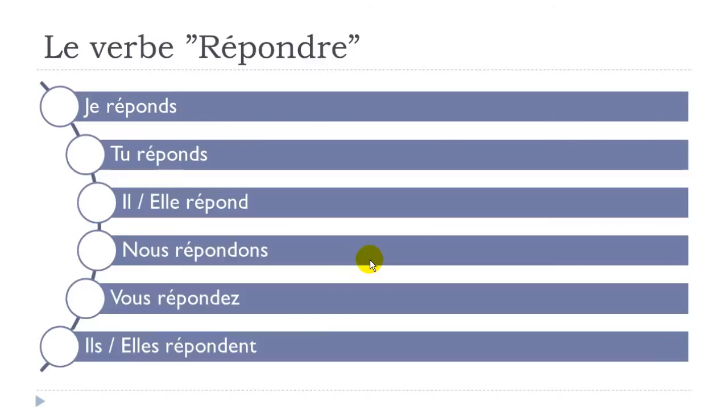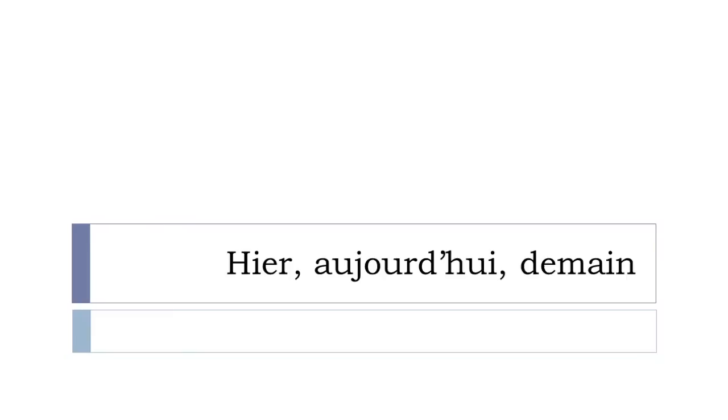So let's see all the forms one more time. Je réponds. Tu réponds. Il répond. Elle répond. Nous répondons. Vous répondez. Ils répondent. Elles répondent. Hier. Yesterday. Aujourd'hui. Today. Demain. Tomorrow. Okay? Hier, yesterday. Aujourd'hui, today. Demain, tomorrow.